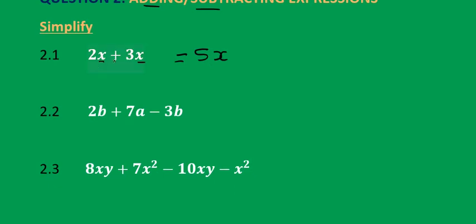2.2. Which terms can we add? So we can only add these 2 terms, because they've got the same variable. They've got b. 7a we cannot add because it doesn't have a like term. It's on its own. But these 2 terms have b in common, so we can add and subtract the coefficients. So 2 minus 3 is minus 1b. Remember, we don't have to write the 1. So we'll just say it's minus b.